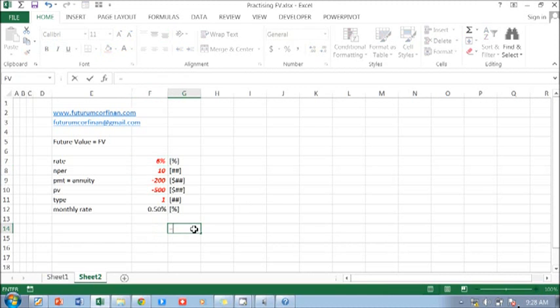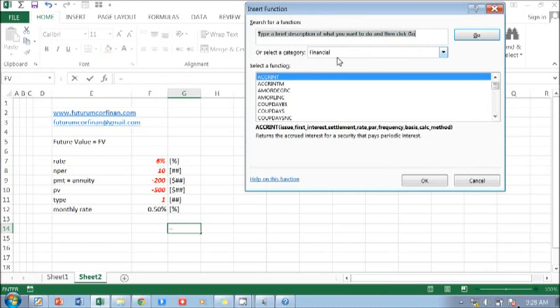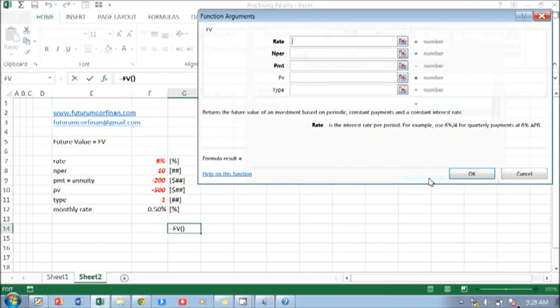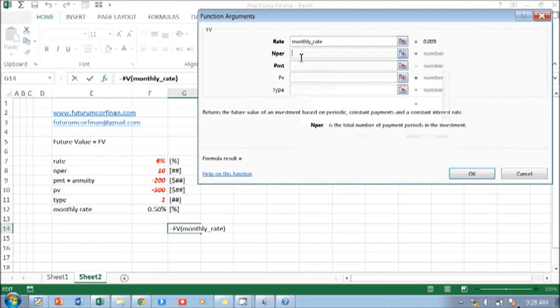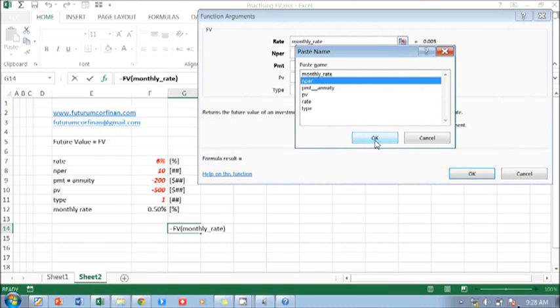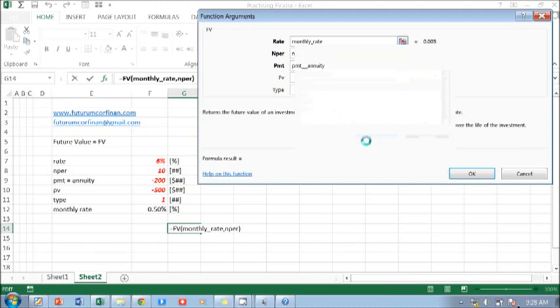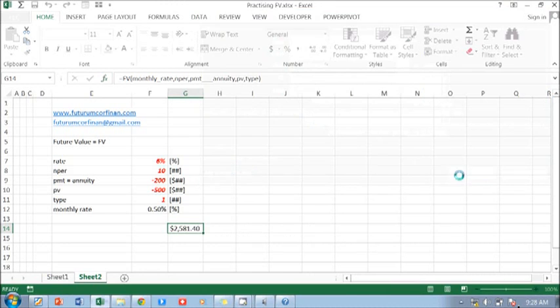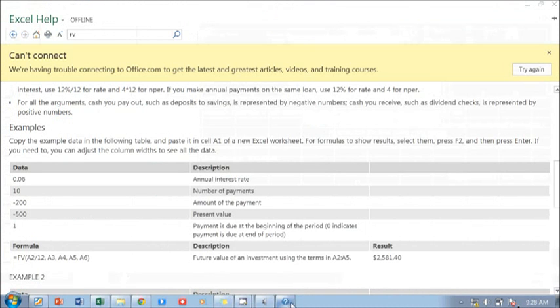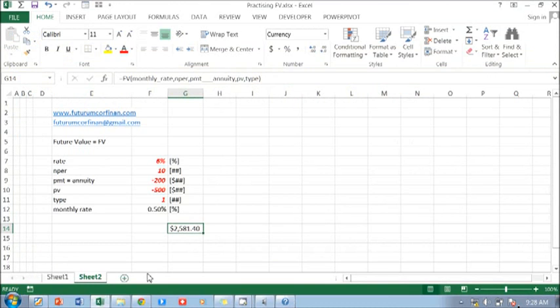So just insert your formula, go to financial, and then you go to future value. And then here we are. NPER is your periods, rate is the monthly rate. PMT is the PMT annuity, yes. PV is your PV, and then your type is the type. So you just press it. So you got these numbers. This is exactly what Excel gave us.